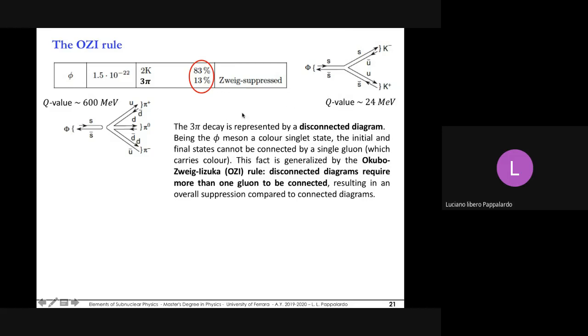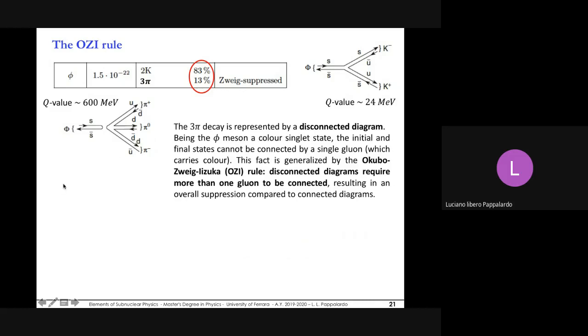So, the 3-pion decay, this one, is represented by a disconnected diagram. You see, it is disconnected here. Now, the phi meson being a color singlet state, because it is a hadron, the initial and final state cannot be connected by a single gluon, because the gluon carries color. If you connected this diagram with a single gluon exchange, it would never work. You would not conserve color, because you start from a color singlet here, and you end up in a color singlet there.